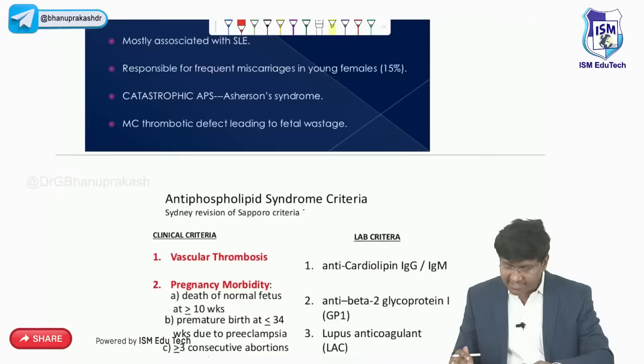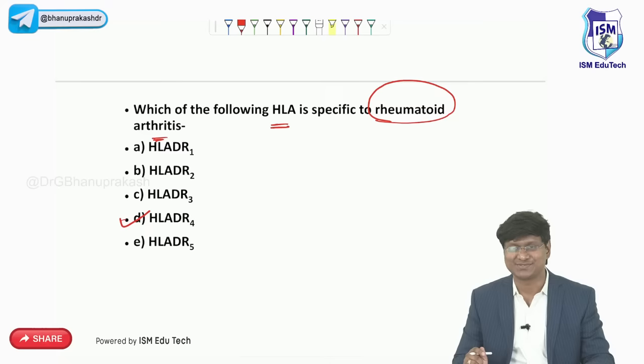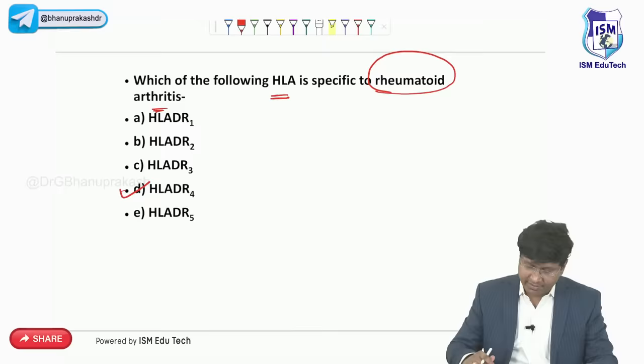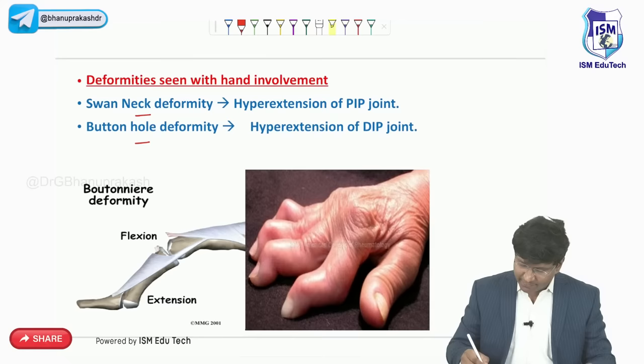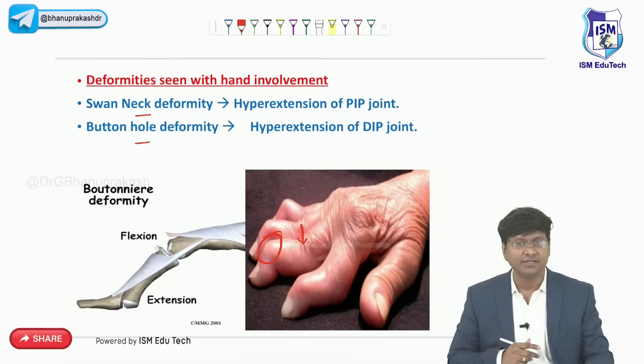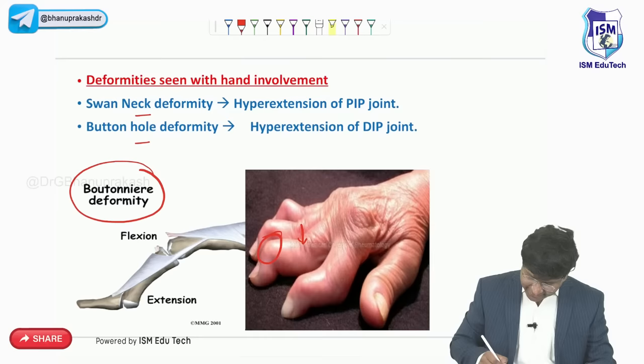Next, coming to rheumatoid arthritis. In rheumatoid arthritis, what is the HLA association? That is the HLA-DR4 association. Then, what is very important that you need to remember is the deformities. In chronic cases of rheumatoid arthritis, the two important deformities are Swan neck deformity and buttonhole deformity. In Swan neck deformity, you will have hyperextension of the PIP and flexion of the DIP. And in buttonhole deformity, it is exactly opposite, where you have hyperextension of the distal interphalangeal joint.